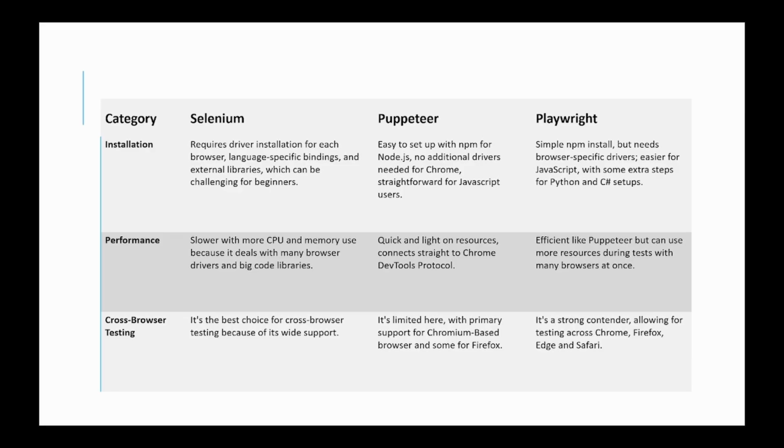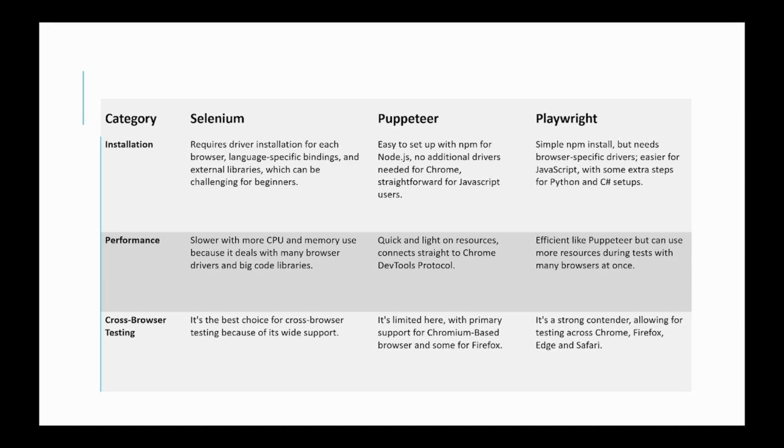Okay, performance. Selenium is slower with more CPU and memory use, because it deals with many browser drivers, right? If you want to interact with Chrome, you need the Chrome driver, and if you need to interact with Firefox, you need the Firefox driver, right? In that case, the drivers take time and reduce the performance. But coming to Playwright, I already told you Playwright gives native browsers, right? So during the test itself, the many browsers provided by Playwright work efficiently. It will be faster.